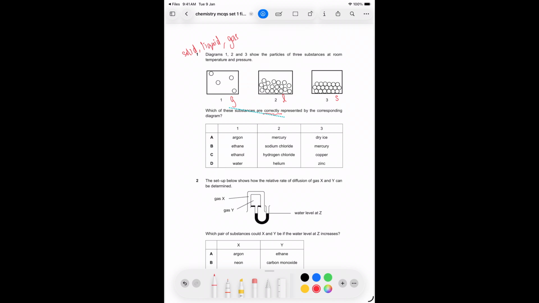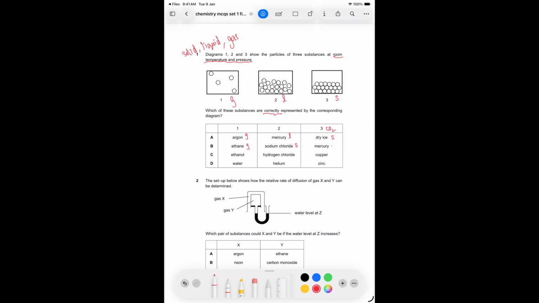Okay, so argon is a noble gas, so it will be gaseous. Mercury is a liquid metal at room temperature, so it's liquid. Dry ice obviously will be your solid, so it's solid CO2, dry ice. Ethane is a gaseous state. Sodium chloride should be a solid state under room temperature and pressure. So important is room temperature and pressure.